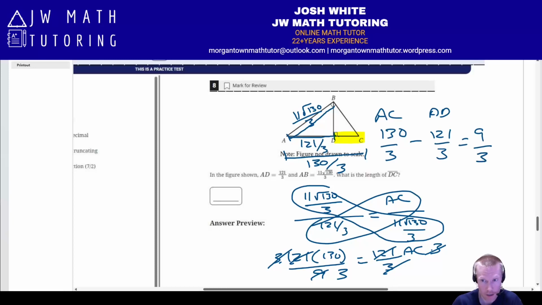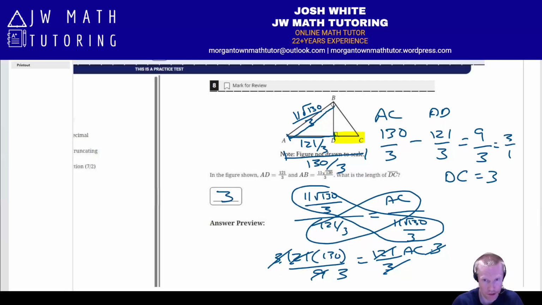Same denominator already. Keep the denominator at 3. 130 minus 121 is 9. 9 over 3 just reduces to 3 over 1, or 3. Therefore, DC is equal to 3, and that's going to be the correct answer. So again, that is method 1.